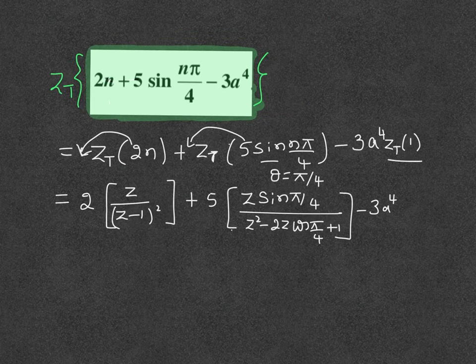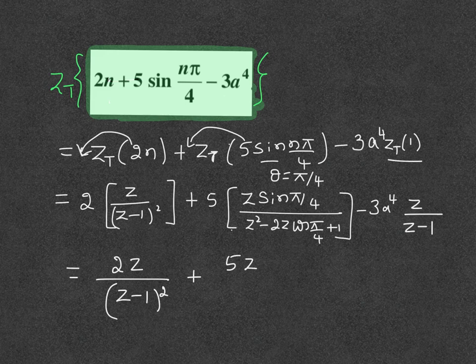Z transform of 1 is z by (z minus 1). So now I can write finally the result as 2z divided by (z minus 1) whole square. Next, 5z and sin(π/4), cos(π/4) have the same result, 1 by root 2. So I'll take divide by root 2 and 1 divided by z square. This also 1 by root 2.